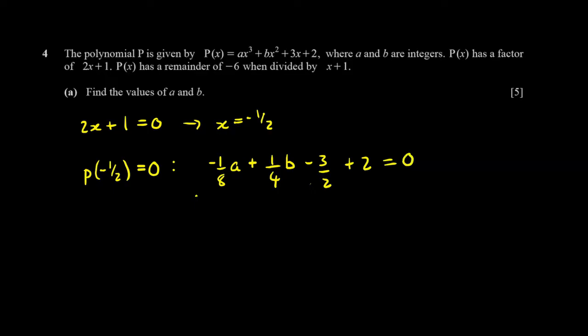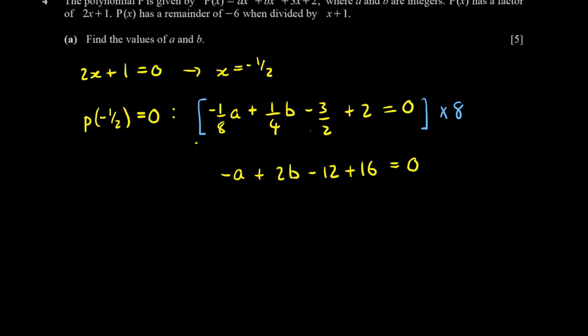Now, that's going to be quite irritating to deal with, with all those fractions. So we're going to take the entire polynomial and multiply it through by 8 to get rid of all of those fractions. -1/8 times 8 is -1, so we get -a. 1/4 times 8 gives us 2, so that's 2b. -3/2 times 8 is 3 times 4, so that's -12. And 2 times 8 is 16. So we get that is equal to 0.